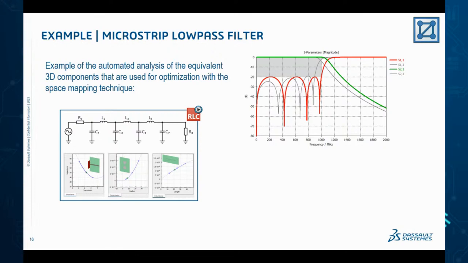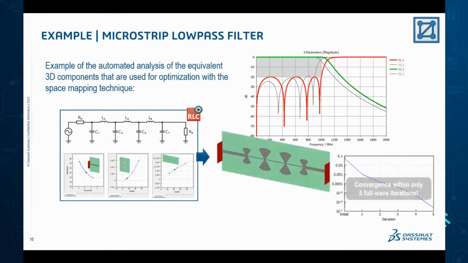So here is just an example. You can see the design that we are willing to achieve and the ladder circuit that was generated, the different components that are analyzed using our partial RLC solver, and their respective design curves. And then this is all put together, and using the optimization with space mapping, we have a convergence within only 5 full wave iterations.